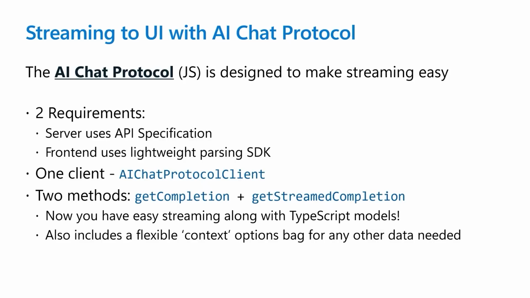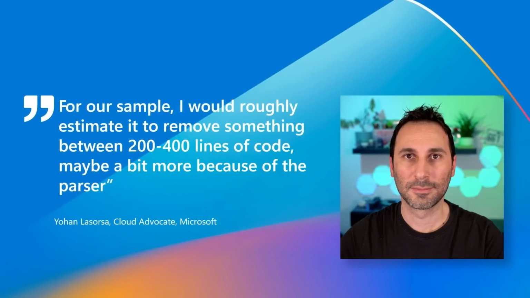Additionally, if you have any application context you'd like to pass back and forth, we have an options bag for any other data you might need. Here at Microsoft, we make a lot of AI samples, and using the AI chat protocol has helped us build things even faster. Johan Lasorsa, one of our cloud advocates, estimates the AI chat protocol to remove something like 200 to 400 lines of code within one of our samples.